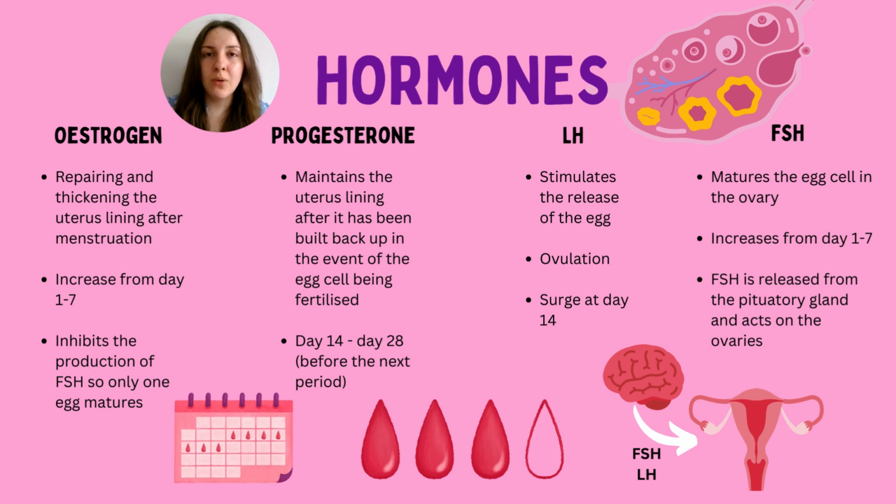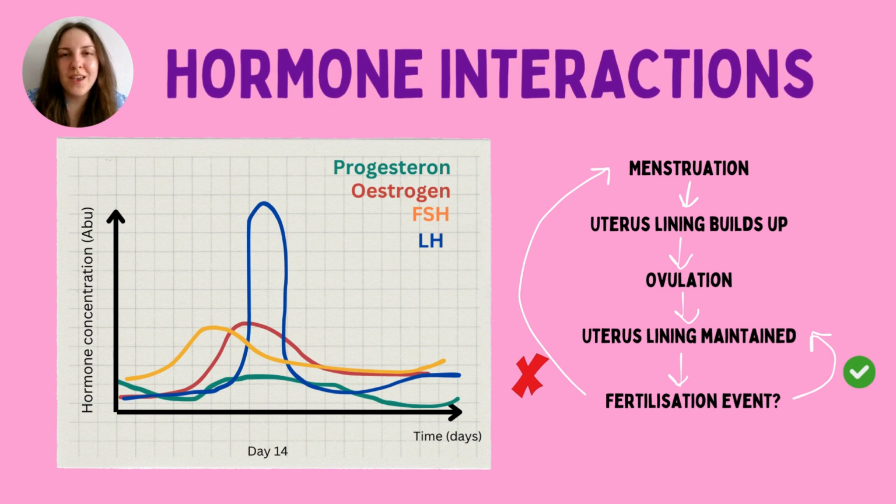Now, if there is no sperm cell, if there's not been a fertilization event, the egg cell will essentially be broken down, the uterus lining will be broken down, and menstruation will occur, and that will be released. The blood will be released from the vagina. And again, the cycle continues, and this goes on and on. And that is the menstrual cycle. So it's a pretty fascinating topic. And like I said, this can be graphically represented as well.